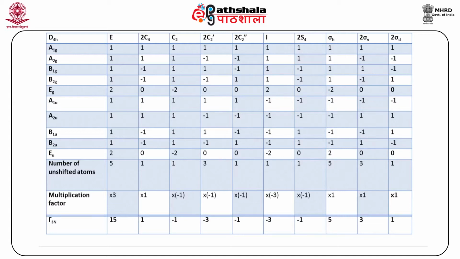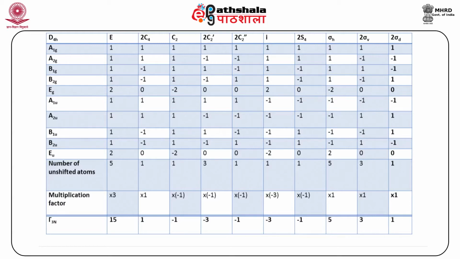If I take C2 that is along the diagonal and C2 bisecting the diagonal, I have C2 dash and C2 double dash. C2 dash is along the diagonal, so 3 atoms are not shifted. C2 double dash bisects the opposite bonds, only one atom, that is xenon, is not shifted. For I, only xenon is not shifted because the center of inversion lies at the xenon. Fluorines are interchanged. Like this, we have the effect of S4.